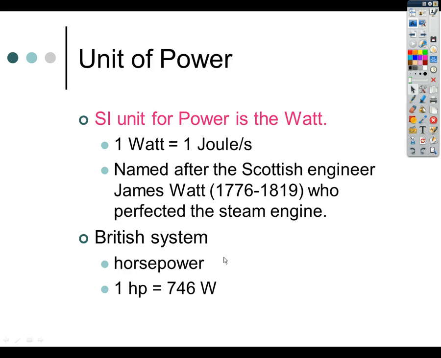In the British system, you're used to the horsepower, so if you buy a car, a motorcycle, or a lawnmower, they always have a certain amount of horsepower. You will need the conversion. You'll need to memorize this: 1 horsepower is equal to 746 watts, because you most likely will see something that will work in that way.